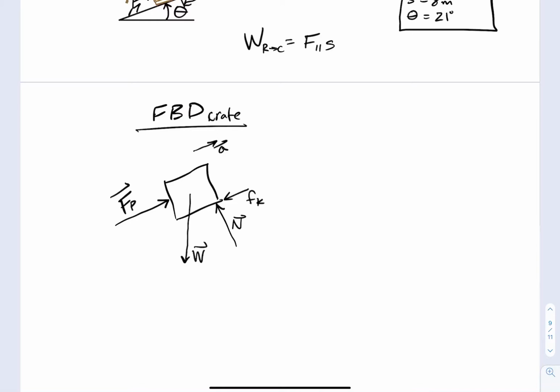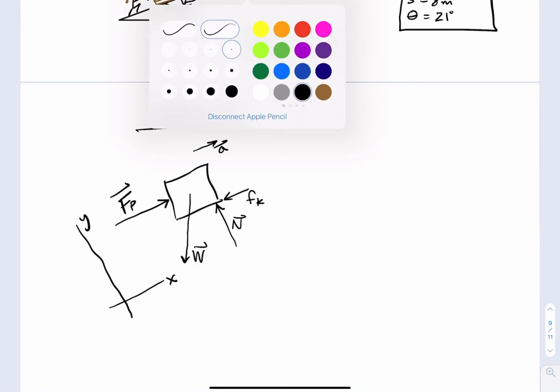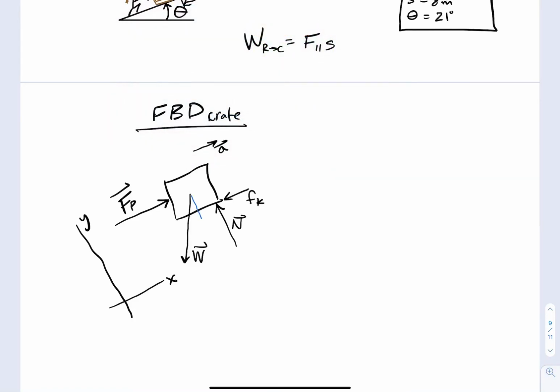Next, if we look at this FBD, we see that we have 1, 2, 3, 4 vectors, all either in the direction or perpendicular to the direction of the incline, and only one vector that is not. So I think it would serve us to tilt our coordinate system by the 21 degrees. And that way we'd only have to look at components for the weight force. We would have the horizontal and vertical components of the weight force.